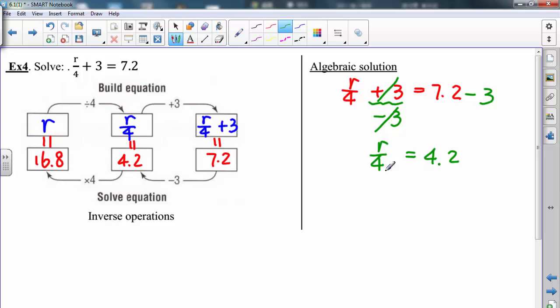R divided by 4, I want to get rid of this 4. So take the inverse operation. I multiply both sides by 4. So 4 divided by 4 is 1. 1r equals 4.2 times 4, 16.8.